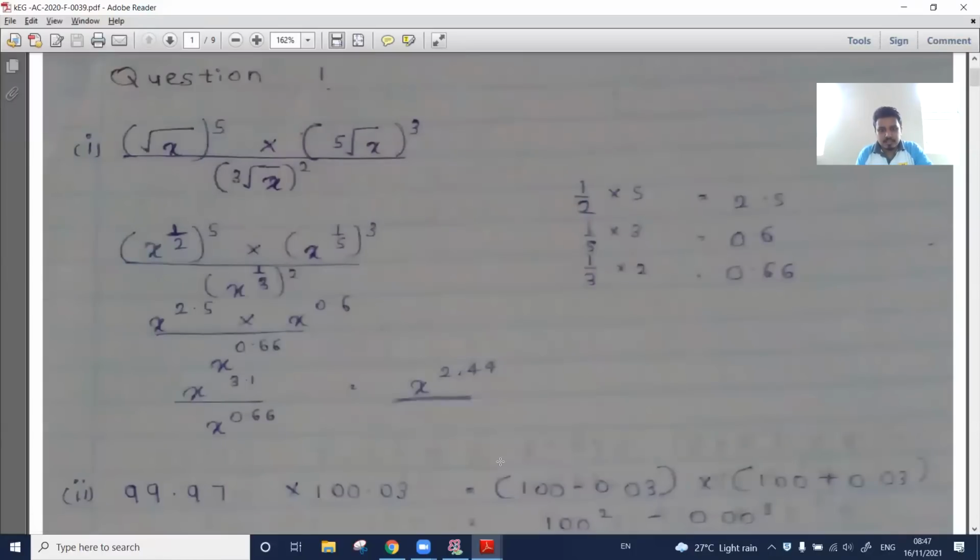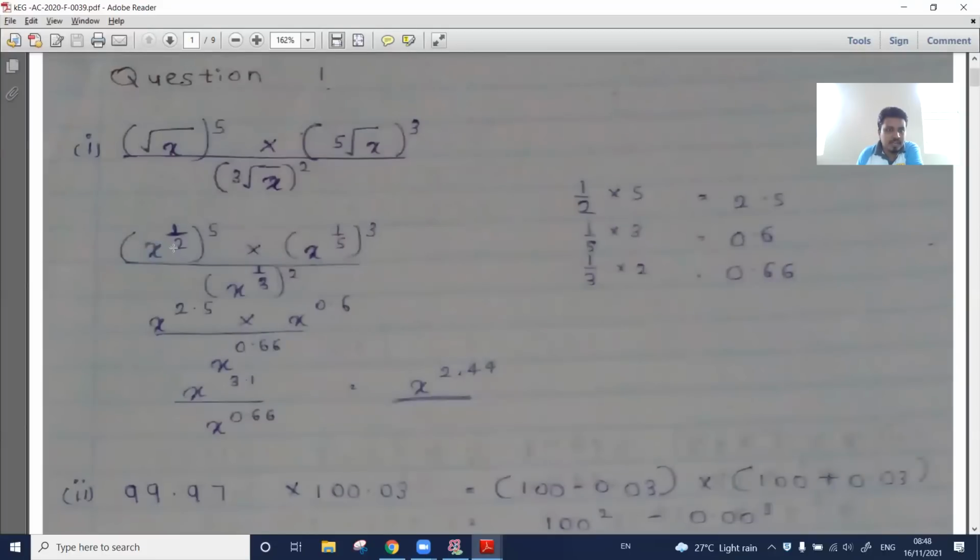Then we need to remove these brackets. Right? So it is as a power of a power. X to the power this to the power 5. X to the power this to the power 3. X to the power 1 over 3 to the power 2. So we need to get rid of these brackets. So how can we get rid of these brackets?